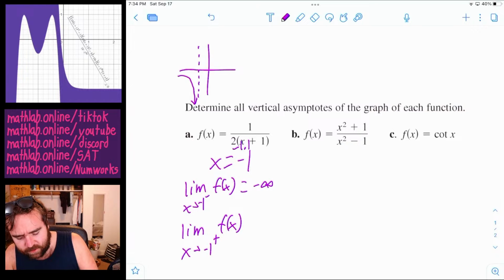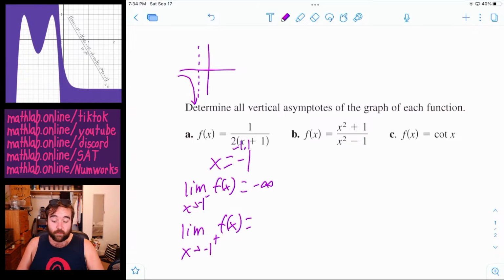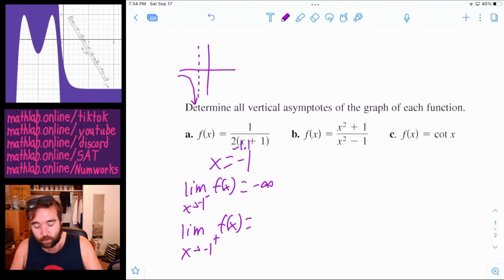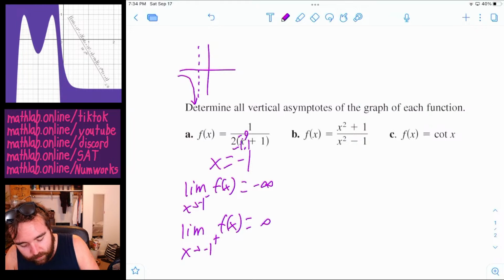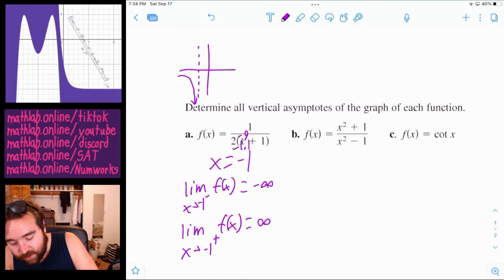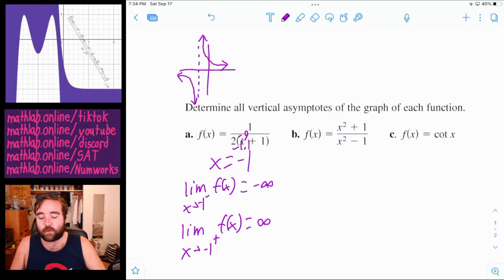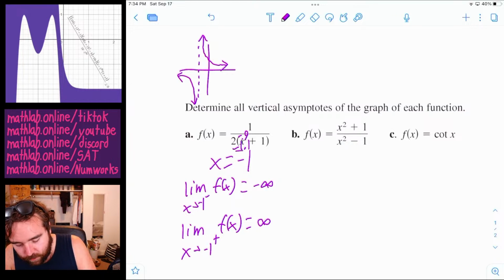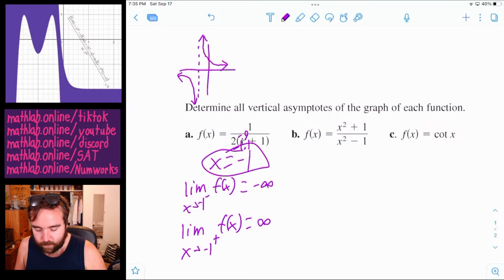But let's just look at the other side. If we plug in a number just bigger than negative 1, like negative 0.9, well then when we do negative 0.9 plus 1, we get a positive number. And doing the whole thing, we end up with a positive number, so that means it's positive infinity as we approach negative 1 from the right. And that makes sense, because as you remember from pre-calc, this is a single multiplicity asymptote, so we expect them to be going different ways. And that's what that graph looks like, roughly. So what are the vertical asymptotes? Well, we said that at the beginning, just that one.